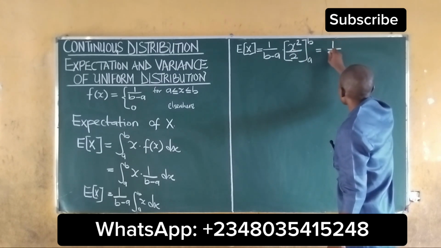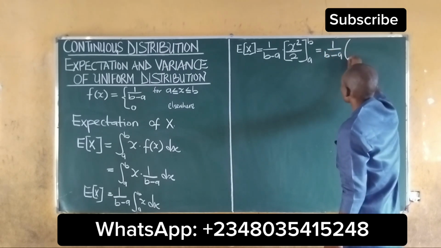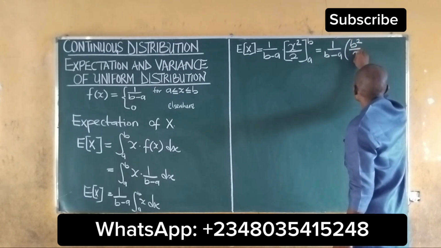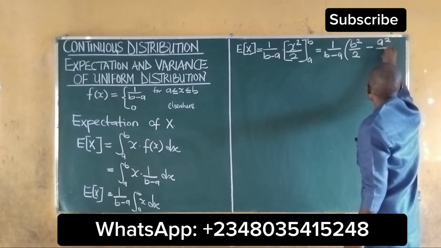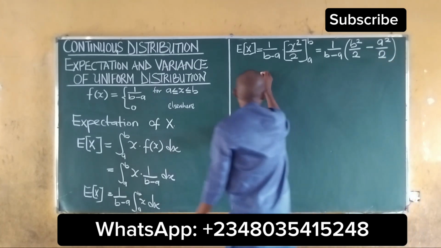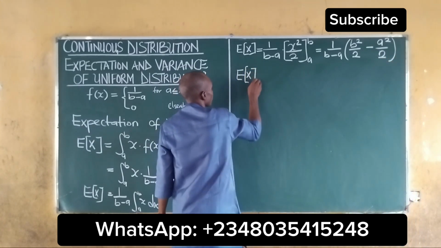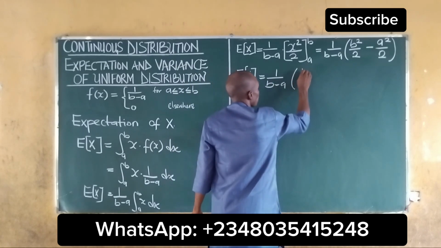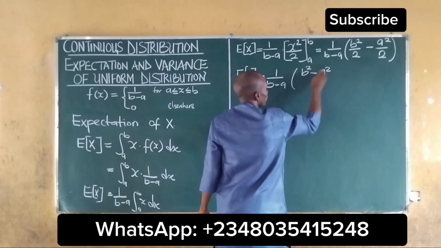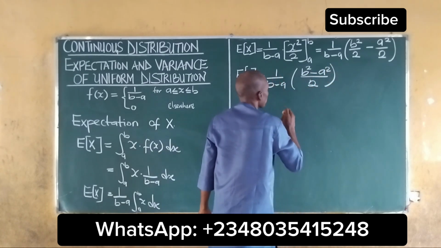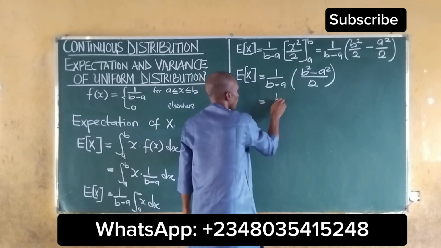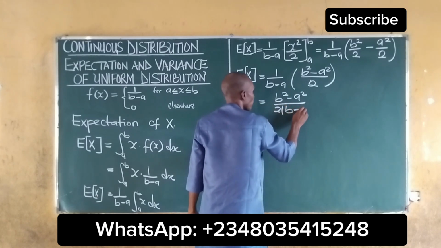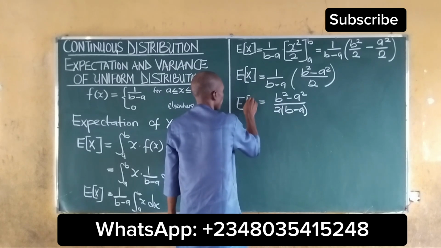So we have 1 all over b minus a. In resolving this, we have b squared all over 2 minus a squared all over 2. So our expected value of x is equal to 1 all over b minus a into b squared minus a squared all over 2. This, if we multiply it with this, we get b squared minus a squared all over 2 into b minus a, which is our expected value of x.